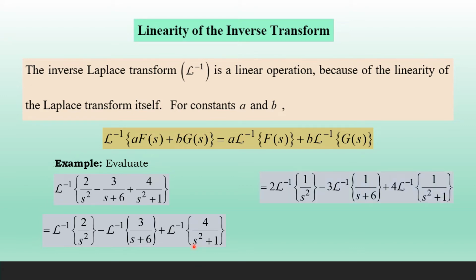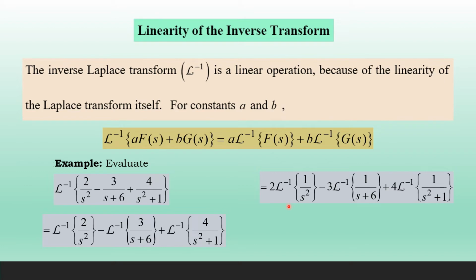You can also do the following. The inverse transform of 2 over s squared: 2 is a constant, so you can take the 2 out. It will be 2 times the inverse of 1 over s squared. And minus the inverse transform of 3 over s plus 6: 3 can be taken out from this expression, so you get negative 3 times the inverse of 1 over s plus 6. Plus the inverse of 4 over s squared plus 1: 4 can be taken out of this expression, so you get 4 times the inverse transform of 1 over s squared plus 1.